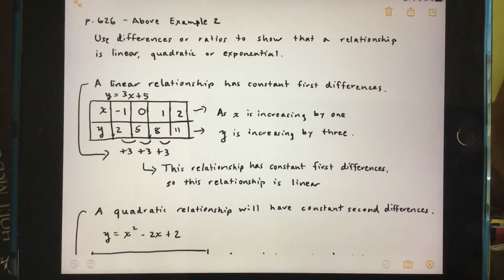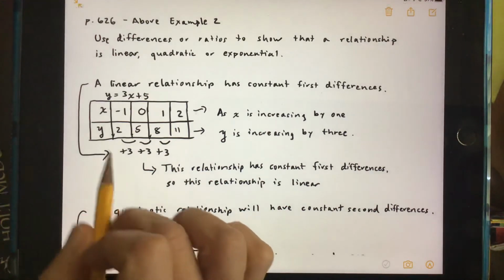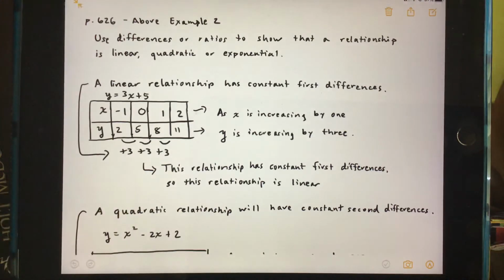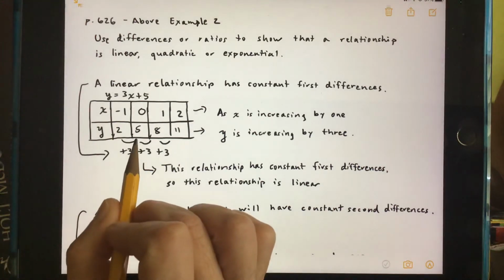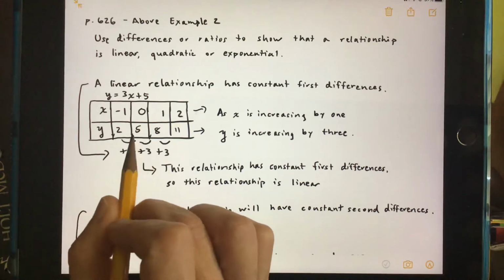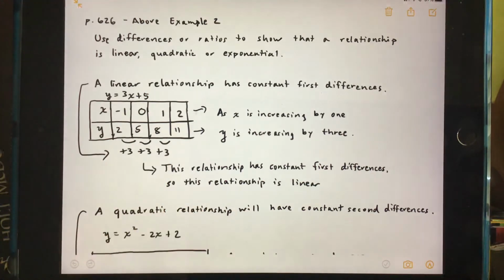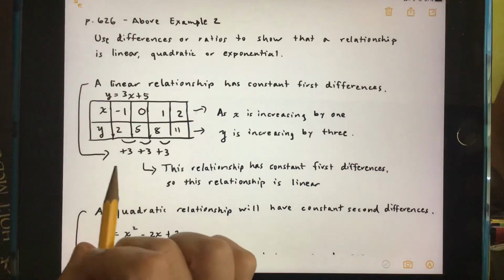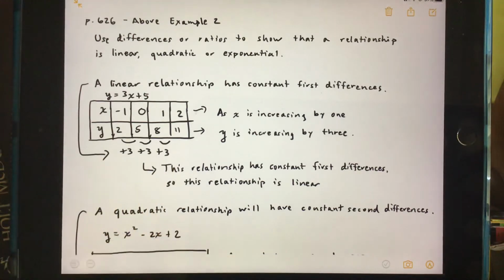Now when I say differences, that makes us think about subtracting. And even though I'm showing addition here, 2 plus 3 is 5, the idea of differences comes from take the number on the right and subtract the number on the left, and that gives you 3. 8 minus 5 is 3, 11 minus 8 is 3, and that's where we get the idea of differences. So if our bottom row, or y values, have a constant first difference, that is, this number comes out the same, whether it's adding or subtracting a particular number, then we will conclude that is a linear relationship.